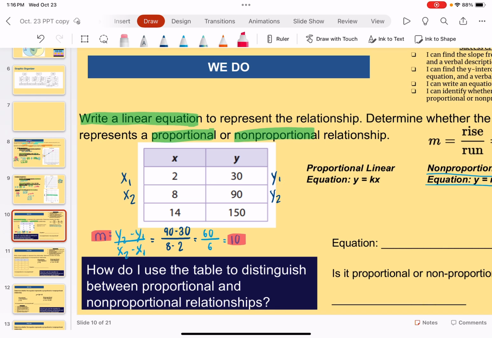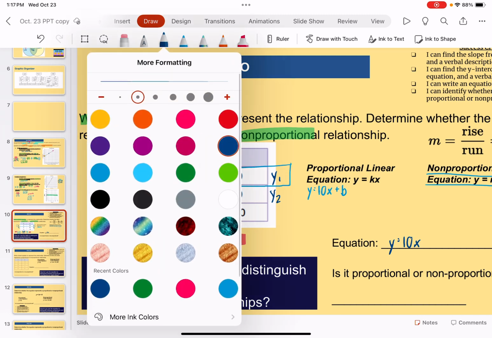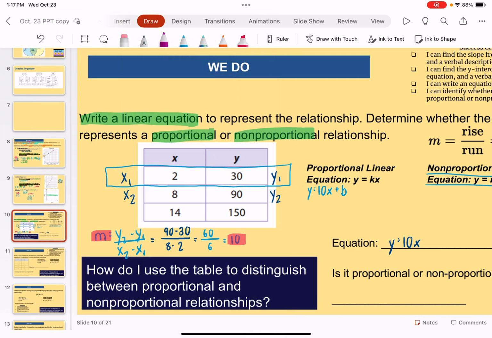So I'm going to use that to start to write my equation. So I have y is equal to 10x, but I don't know what my b is, right? So I'm going to have to work backwards to solve for that. So I'm going to rewrite my equation up here. Y is equal to 10x plus b. And to solve for b, I need to know at least one x and one y value. So I'm going to go ahead and choose this first x and y value that we worked with. Okay, so I'm going to plug in the y value, which is 30. So we have 30 is equal to 10 times our x value, which is 2, plus b.